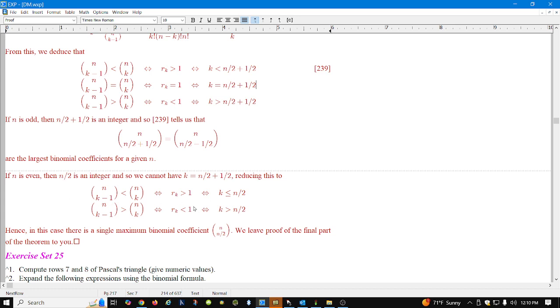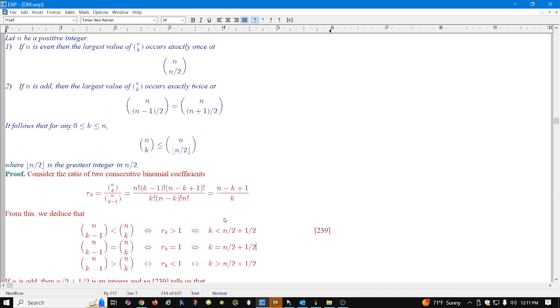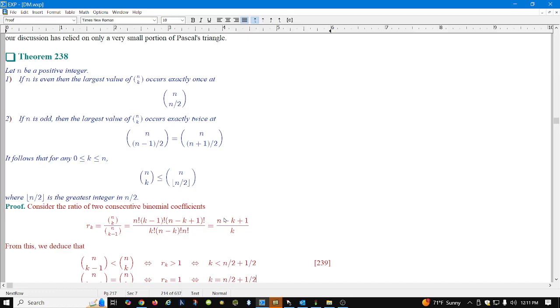So these two statements here tell us that there's a single maximum value at k equals n over 2. Because we're climbing as long as k is less than or equal to n over 2, but as soon as we go a step bigger than n over 2, we start to decline. So this is not a very pleasant proof. I don't know one that is pleasant, really, but it is a proof. And I'll leave this for you to do.